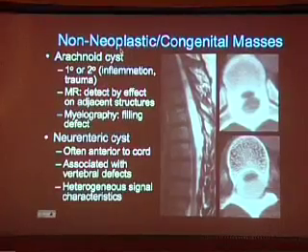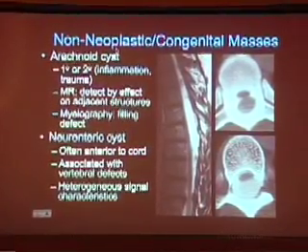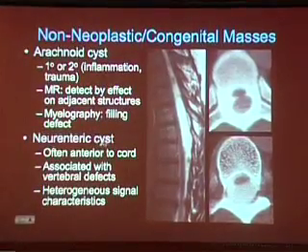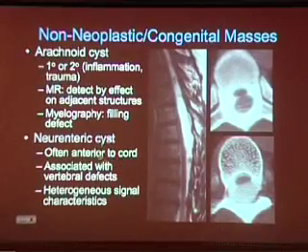Again, in that category of non-neoplastic congenital masses, we may see arachnoid cysts, we may see neuroenteric cysts. Neuroenteric cysts are often anterior to the cord and associated with vertebral defects.